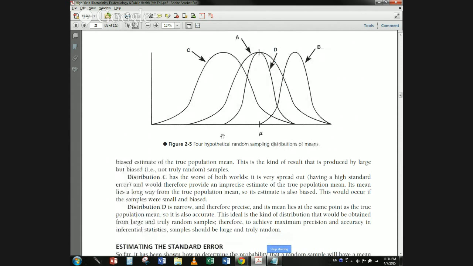Distribution D is narrow and therefore precise, and its mean lies at the same point as the true population mean, so it is also accurate. This ideal is the kind of distribution that will be obtained from large and truly random samples. Therefore, to achieve maximum precision and accuracy in inferential statistics, samples should be large and truly random.